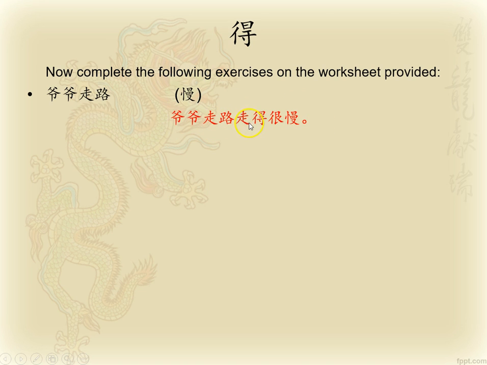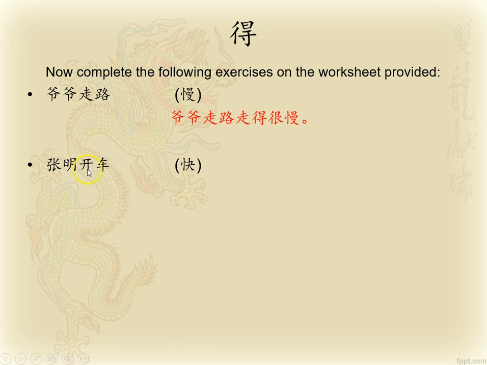爷爷走路走得很慢. You've taken the 走 from 走路. 走路 means to walk on the street, which really means walk. But the actual activity verb in this sentence is 走 here. So you use that in front of the 的. So 爷爷走路走得很慢. He walks slowly.